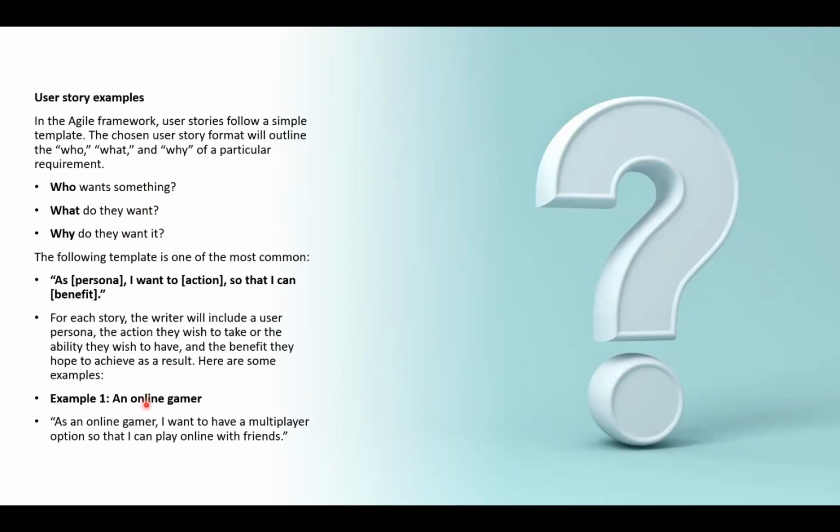So for example, as an online gamer, I want to have a multiplayer option so that I can play online with my friends. This is a user story that the development team will now know how to incorporate into the development. So I want somebody to type a user story for the Navis app, assuming we've started the project. Can you follow this pattern and type for me a user story, or unmute yourself and give me a user story for any of the features that's going to be in the app we're designing today?